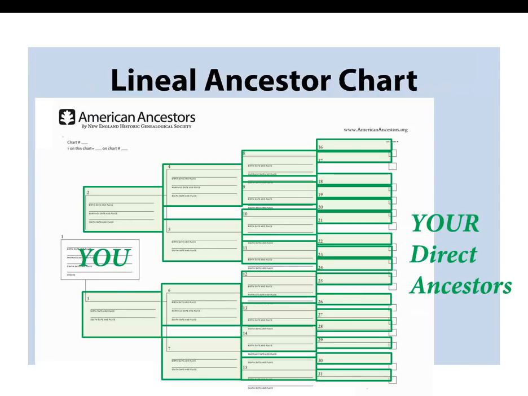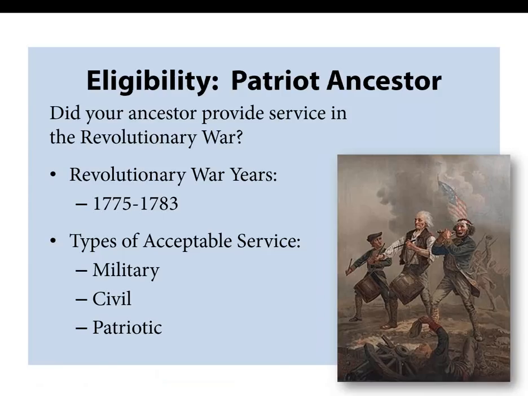Here is a visual chart of your lineal ancestors. You are lineally descended from all of these individuals: your parents, grandparents, great-grandparents, and the great-grandparents back to your Patriot ancestor. This does not include collateral relatives, such as aunts, uncles, and cousins. Your Patriot ancestor could be a man or a woman.